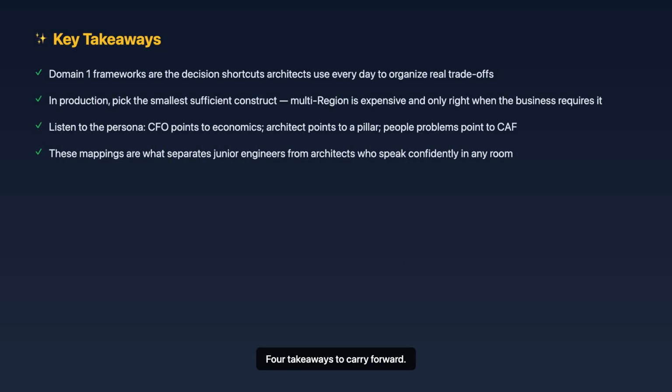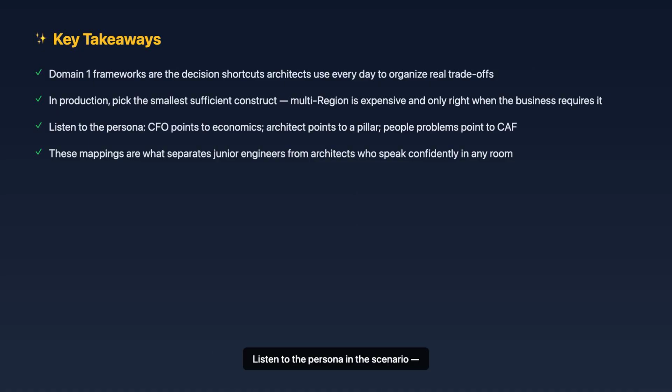4 takeaways to carry forward. Domain 1 frameworks are decision-making shortcuts that architects use every day. They organize real trade-offs across cost, resilience, and migration strategy. In production, pick the smallest sufficient construct. Multi-region is expensive and is only the right answer when the business actually requires region-level survival.